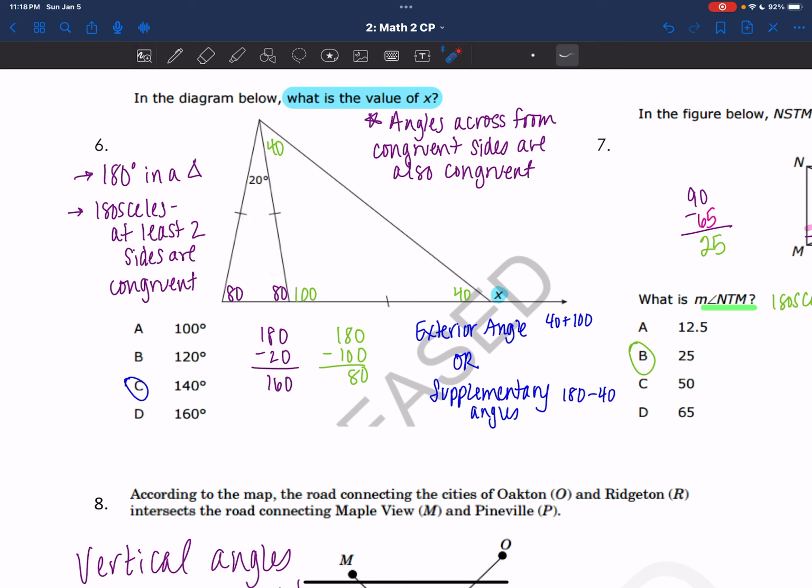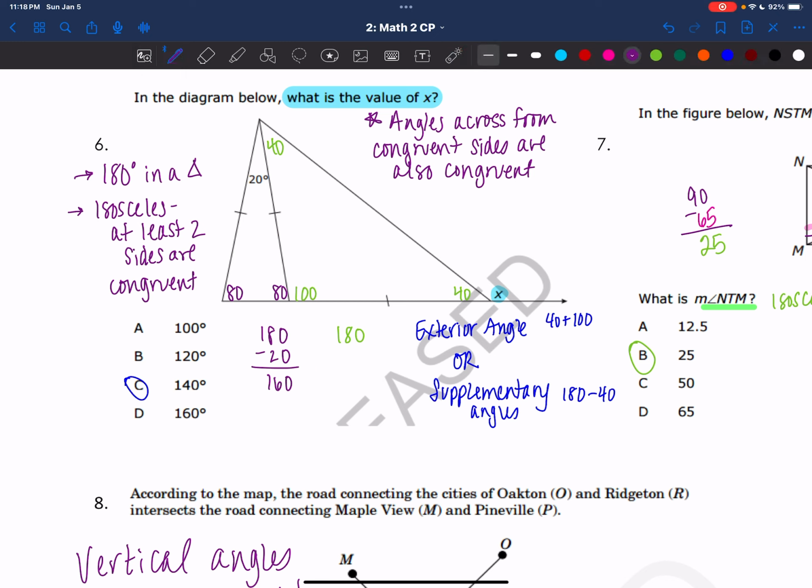So to find this angle right here, you go 180 minus 80 equals 100. Oops, I made a mistake there, I'm going to erase that real quick. Okay, now we're back on track.